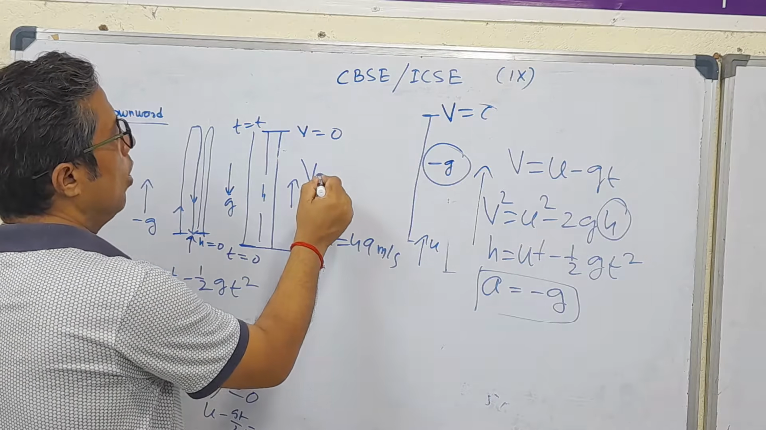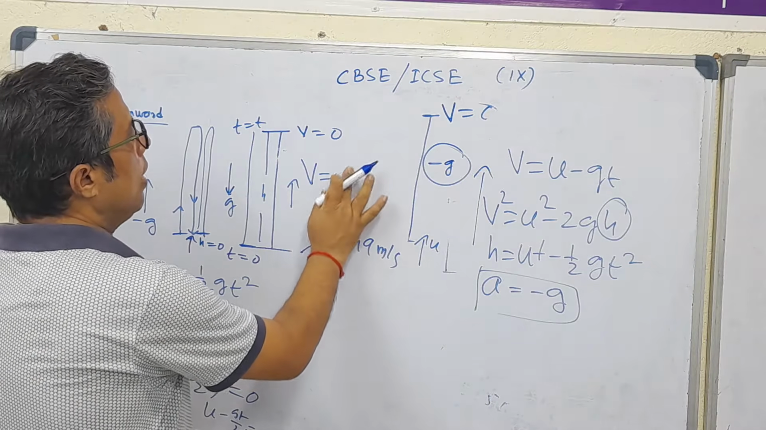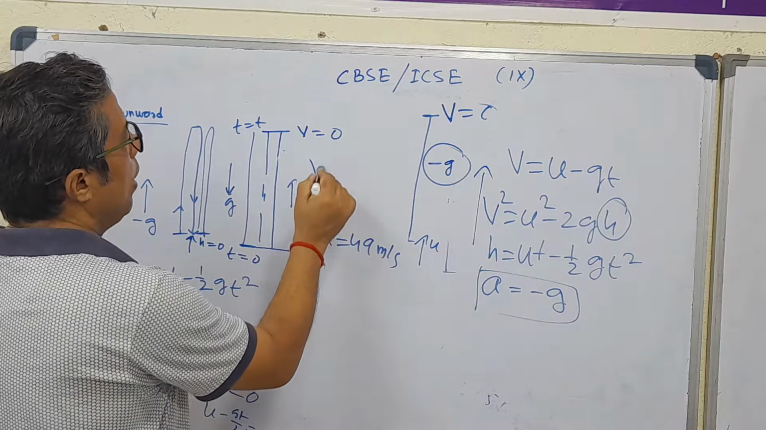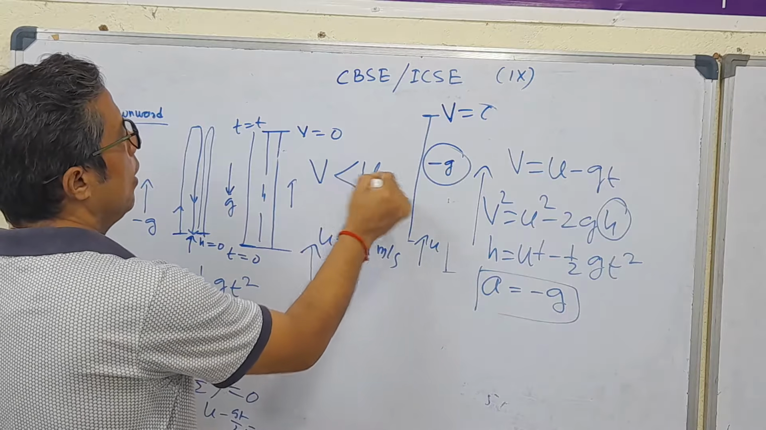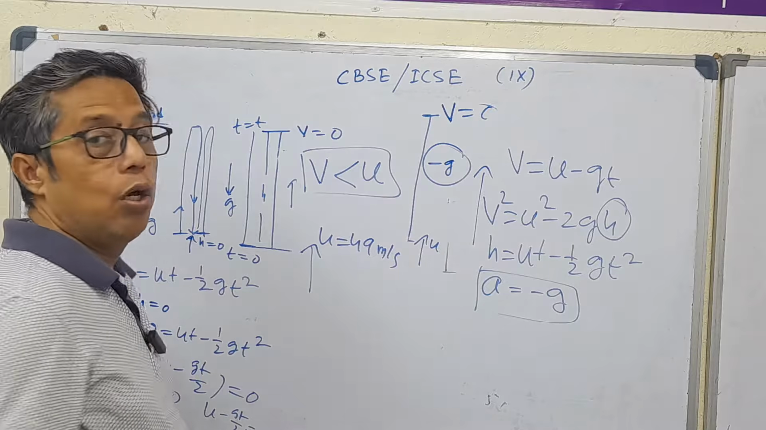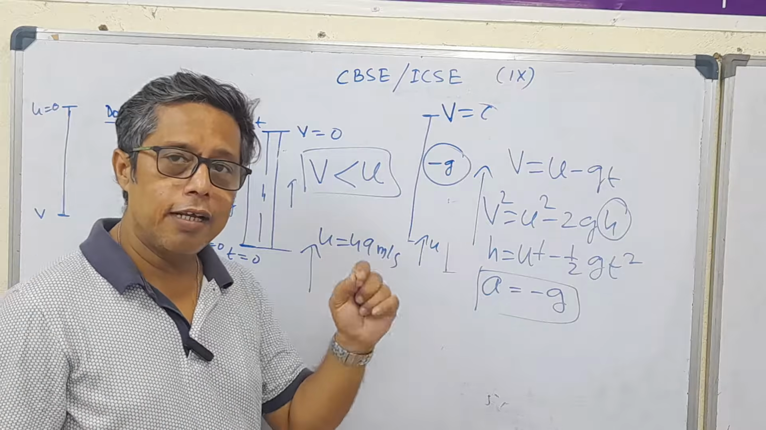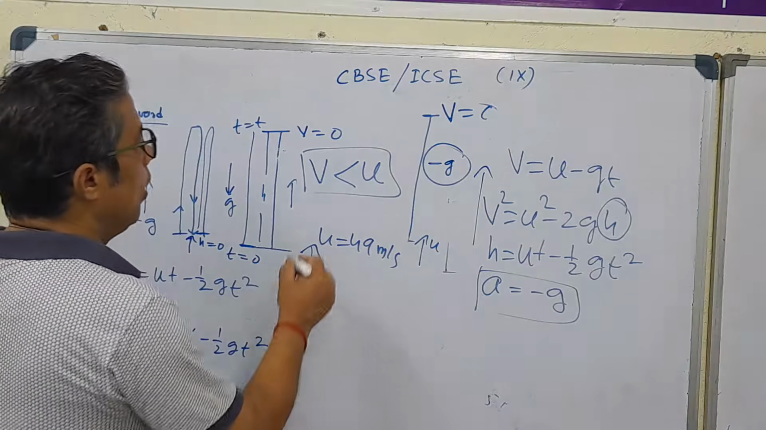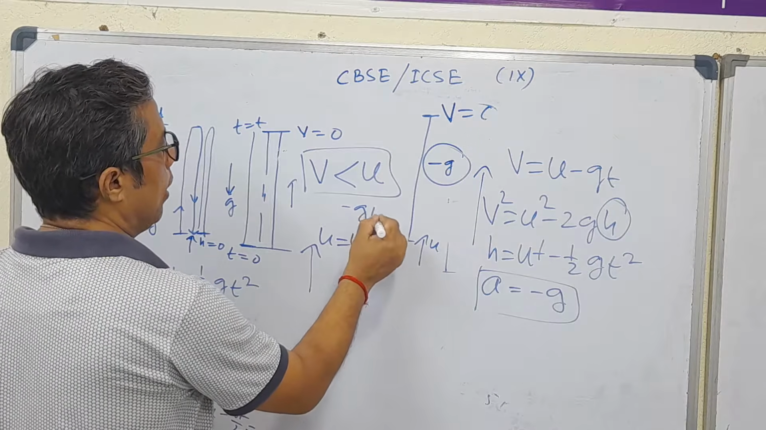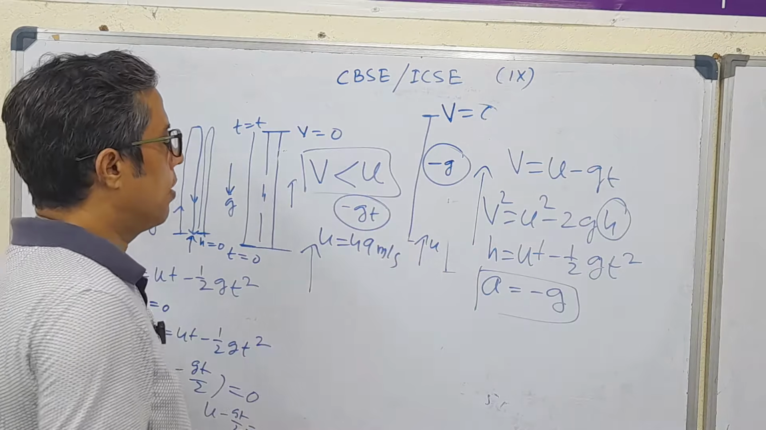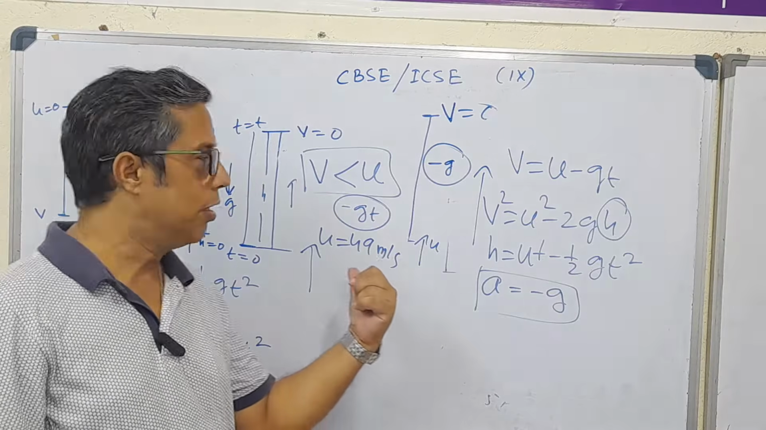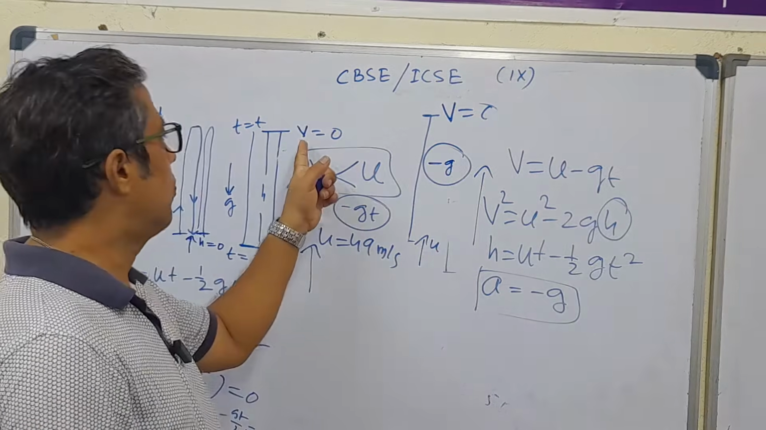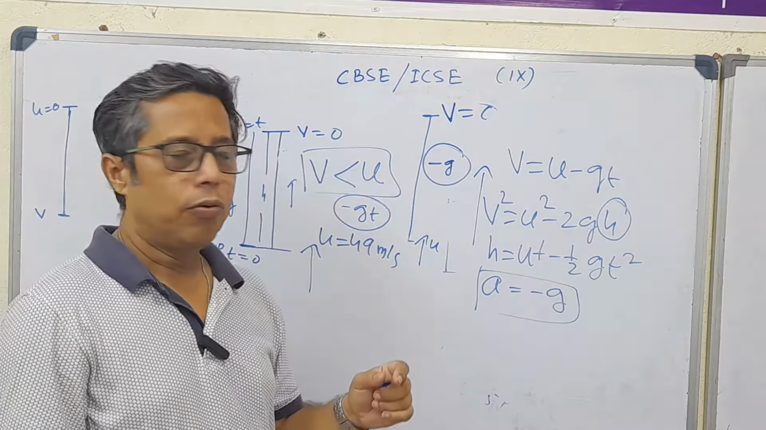I told you that the velocity will be decreasing. So it will go on decreasing. That means the final velocity will be less than the initial velocity. As more time goes on, this minus gt factor is subtracted from the initial velocity, and v goes towards 0. At this point v will be 0.